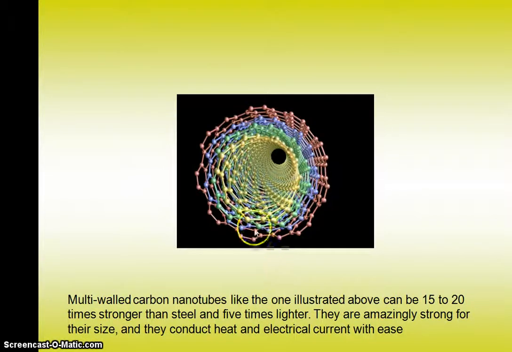These are multi-walled carbon nanotubes. The one illustrated above can be 15 to 20 times stronger than steel and 5 times lighter. They are amazingly strong for their size and they conduct heat and electrical current with ease.